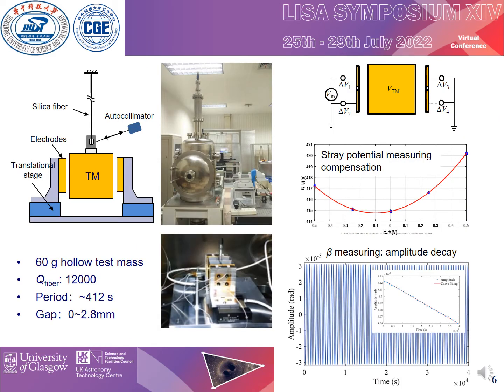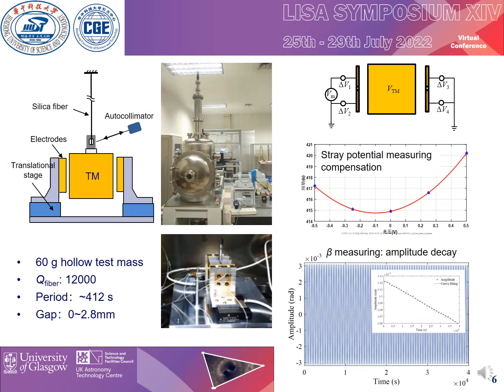This is the thermal accommodation coefficient measurement scheme and the apparatus. A 60-gram hollow aluminum test mass was suspended by a silica fiber whose Q factor is about 12,000. The twist period of the test mass is roughly 412 seconds. Close to the test mass, two pairs of gold-coated electrodes are mounted on translational stages. The gaps between the electrodes and the test mass can be adjusted within 2.8 millimeters.